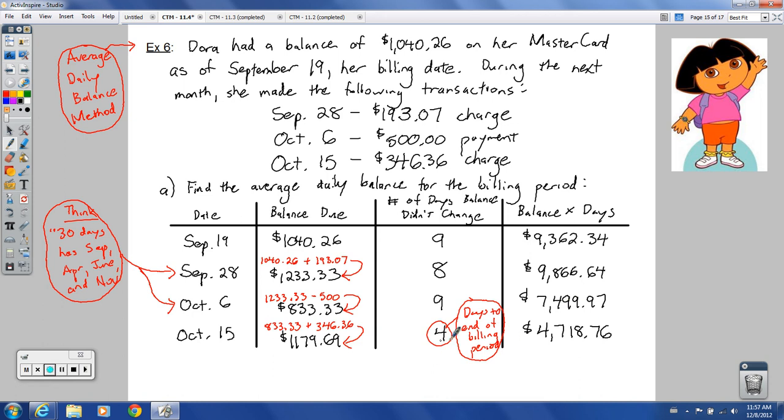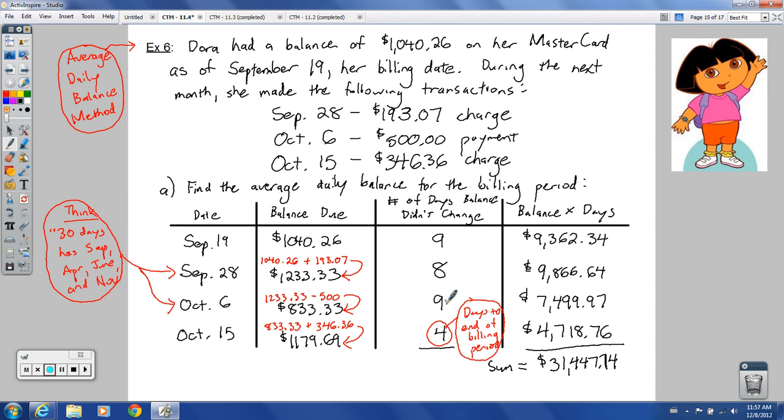$4,718.76. And so from here, we're going to find the sum of all these numbers. Find the total, the sum of these values. Plug this into a calculator. These 4 values will give you a sum of $31,447.74.